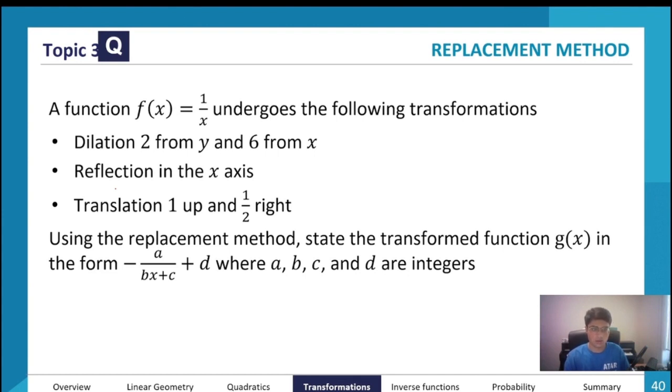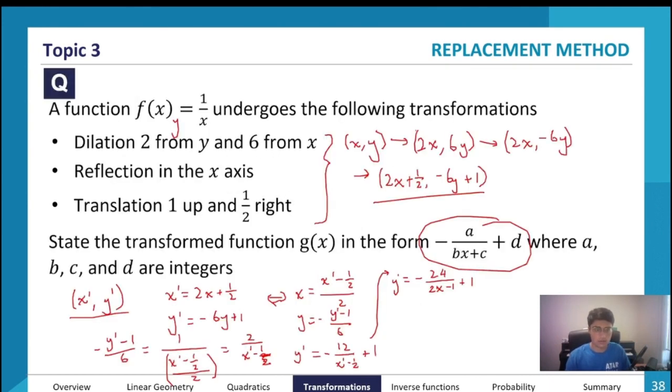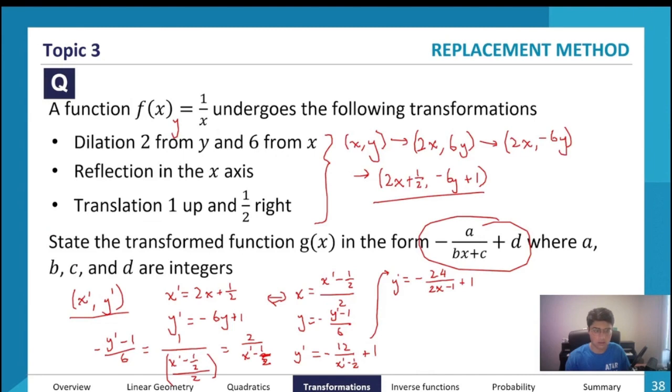So the dilation 2 from y and 6 from x, that's going to look like A equals 2. Factor of 6 from x, that's going to be B. Then we also have the reflection in the x-axis. If we're reflecting in the x-axis, that means this negative sign right here at the front, so we're going to keep that negative sign. Since we're not reflecting in the y-axis, we're going to get rid of this sign. And then the final thing we're going to do is translate C units up and D right. What are we dealing with? One unit up and half units right.